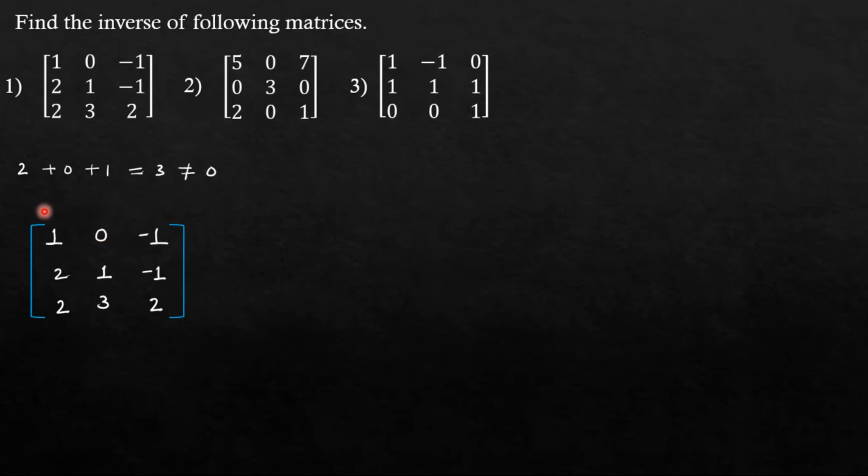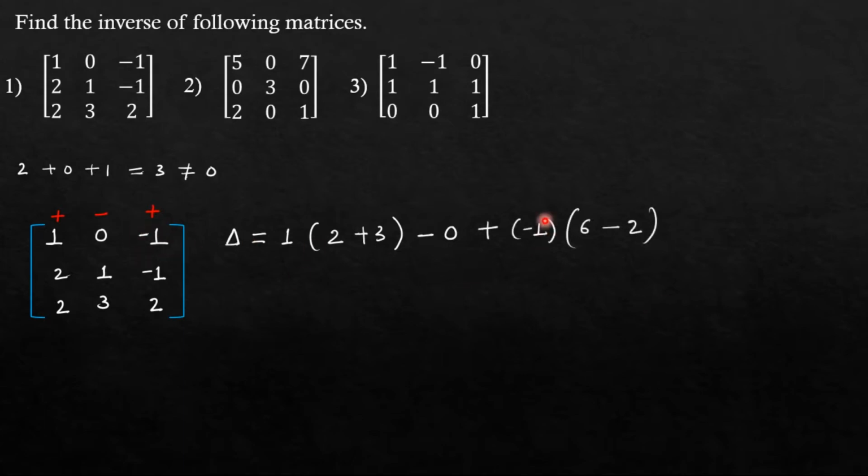So this is my first matrix. Let us put the signs. These are the signs of the cofactors. I am expanding along the first row. Consider the first element. Then I will neglect this row and this column. So 1 into 2, 2, 3 into minus 1, that is minus 3, minus plus 3. Okay, then minus 0, because of the minus sign, minus 0, plus minus 1 into 6 minus 2.